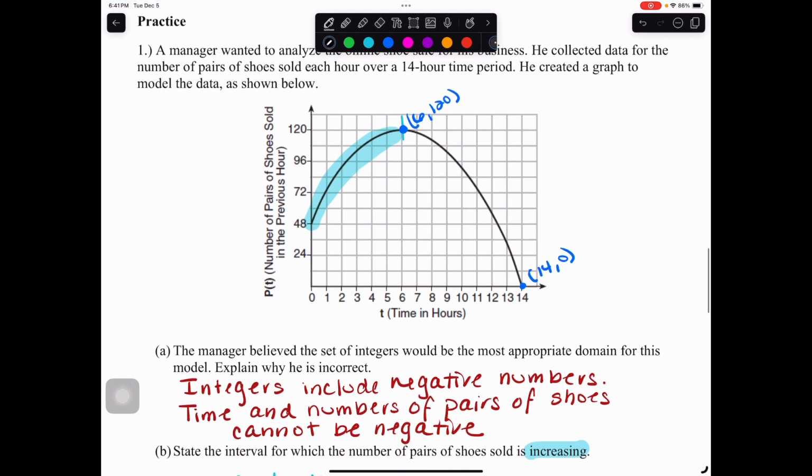So A, the manager believed the set of integers would be the most appropriate domain for this model. Explain why he is incorrect. Well, integers would include negative numbers, and we're dealing with time and the number of pairs of shoes, which cannot be negative. So that's why the manager is incorrect.